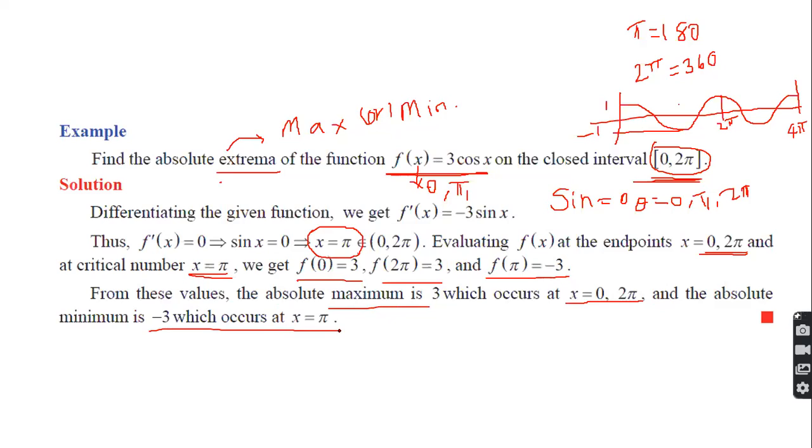And then one more thing, how to calculate the maximum and minimum value? As the usual method, if f dash of x equal to 0, you will get 0, pi, 2 pi. What is f double dash of x here? As per procedure, what is f double dash of x here? Minus 3 cos x.